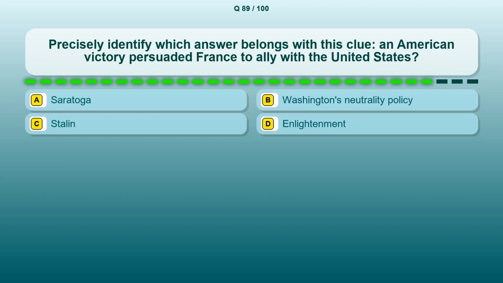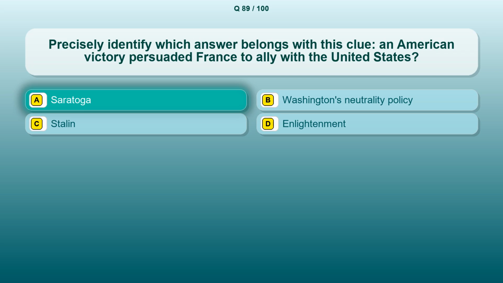Question 89. Precisely identify which answer belongs with this clue. An American victory persuaded France to ally with the United States. Option A, Saratoga. Option B, Washington's neutrality policy. Option C, Stalin. Option D, Enlightenment.